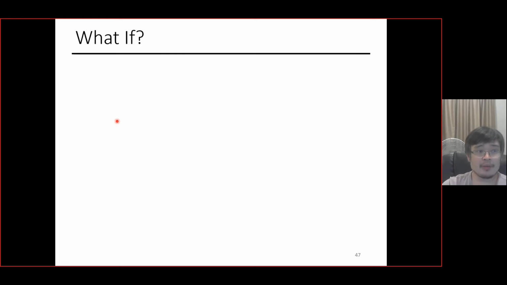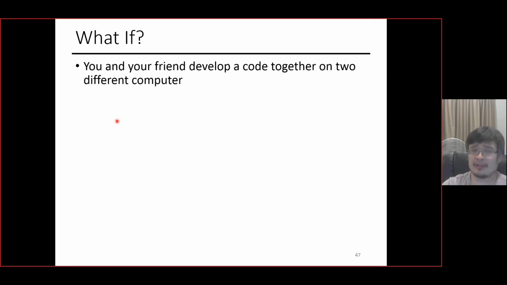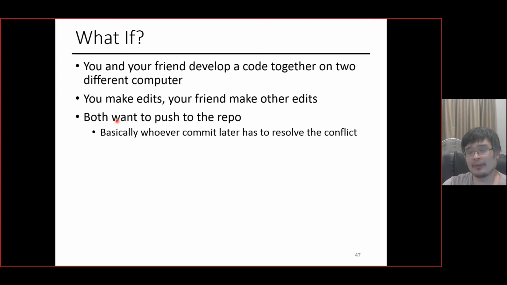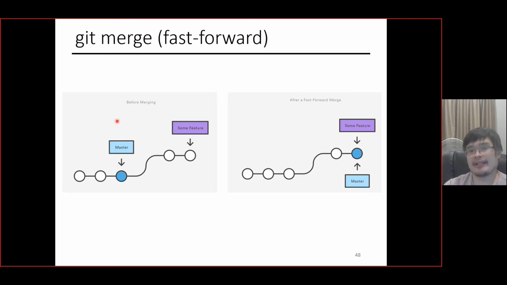All right. So what if you and your friends develop code together on different computers and you make some edits? Your friend also makes different edits. And both of you want to update the server with the new code. This is code version 1.A, 1.B, and you want to merge into version 2. You can do this with the git merge command. Before you merge, it's going to look like you have the master and some features right here. When you do a fast forward to merge the branch, the master points to the current location.